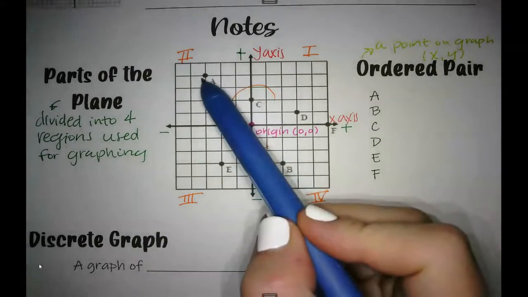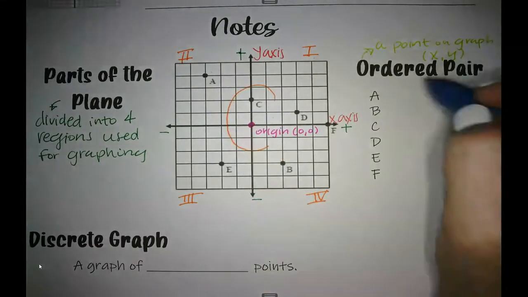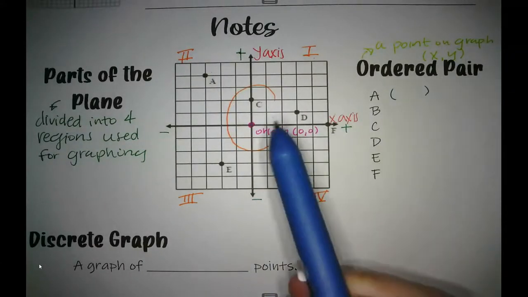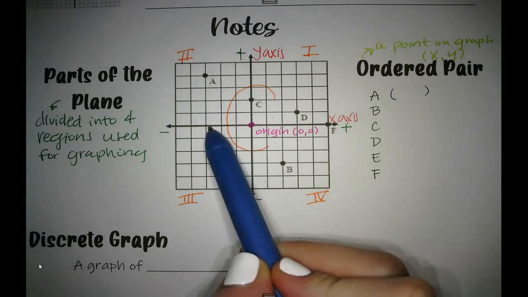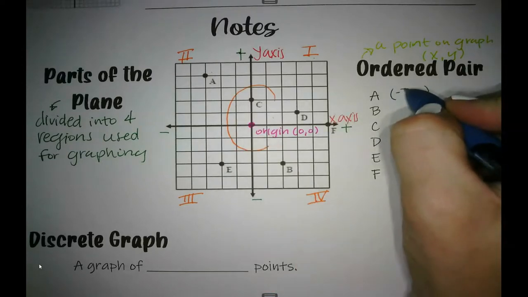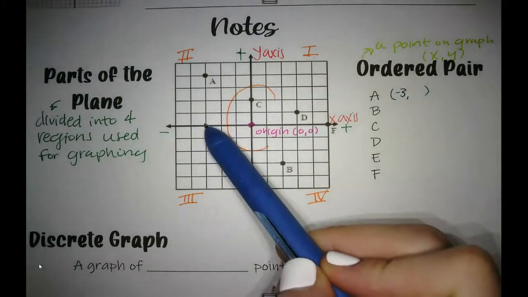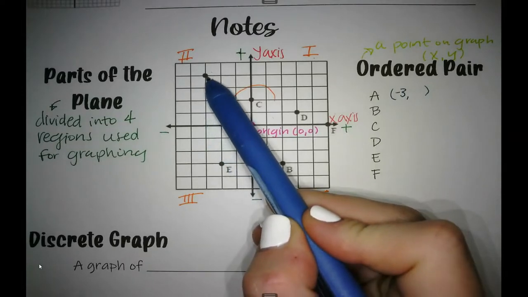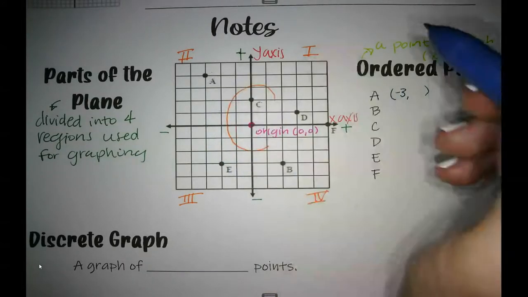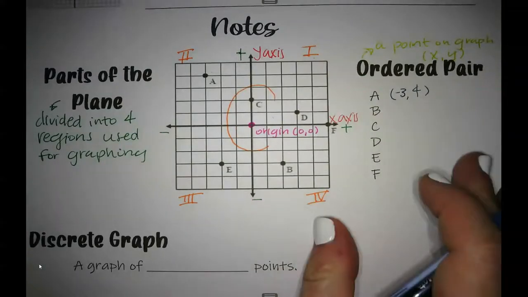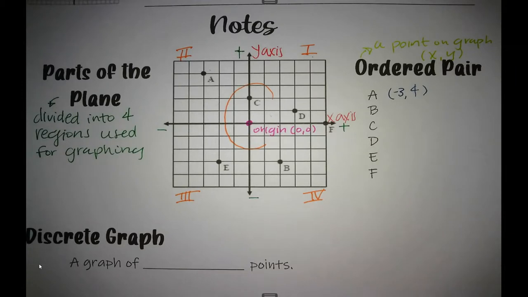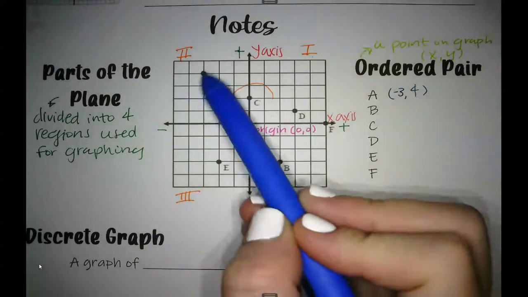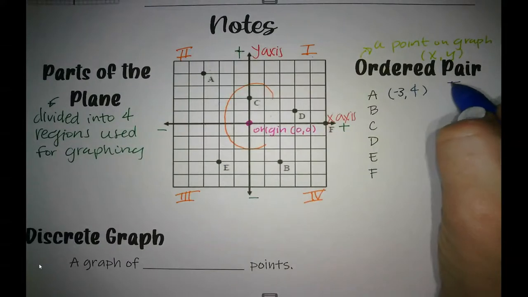We have A right here. So we need where's that x and y? So we always start with the x first, and we are going over 1, 2, 3. And since we went left from the origin, that's a negative 3. And then we are going up 1, 2, 3, 4. Again, since we are going up from the axis, we are at a positive 4. All right, then let's also name what quadrant A is in, and that is in our second quadrant.